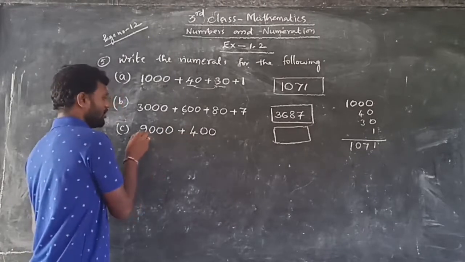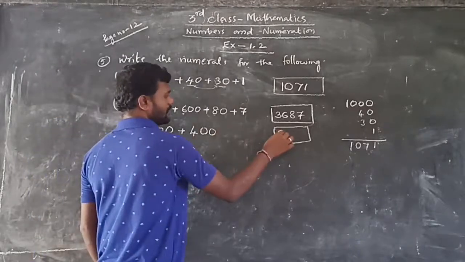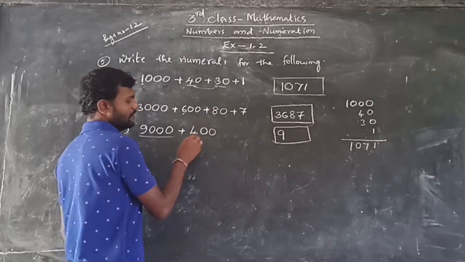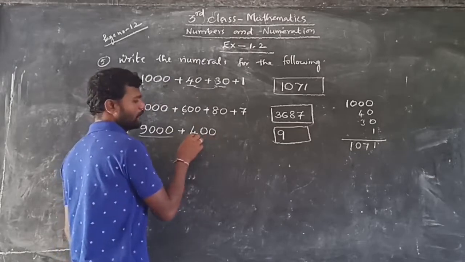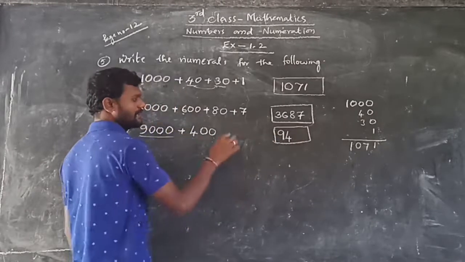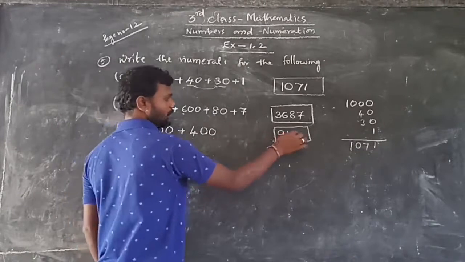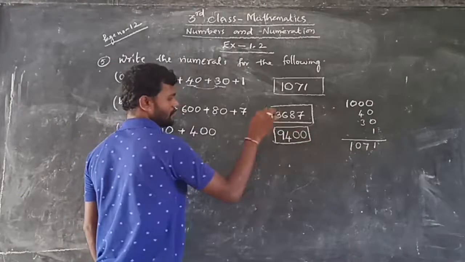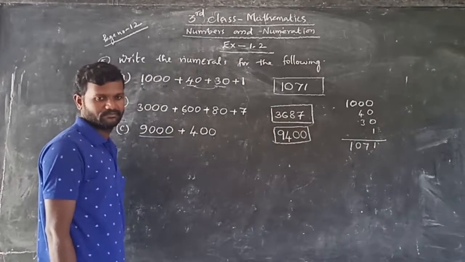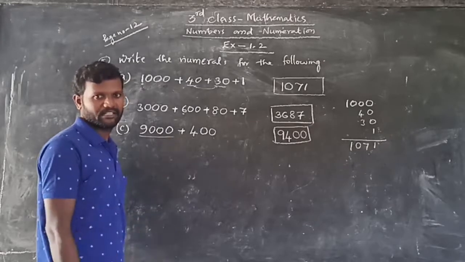So how many thousands are there? 9 thousands are there, so write 9 in the thousands place. And next, 4 hundreds, so in the hundreds place write 4. But nothing is there in which places? Tens place and ones place. So what do we have to write? 0, 0. So 9,400. Otherwise, as I already said, if you add directly, you will get it.